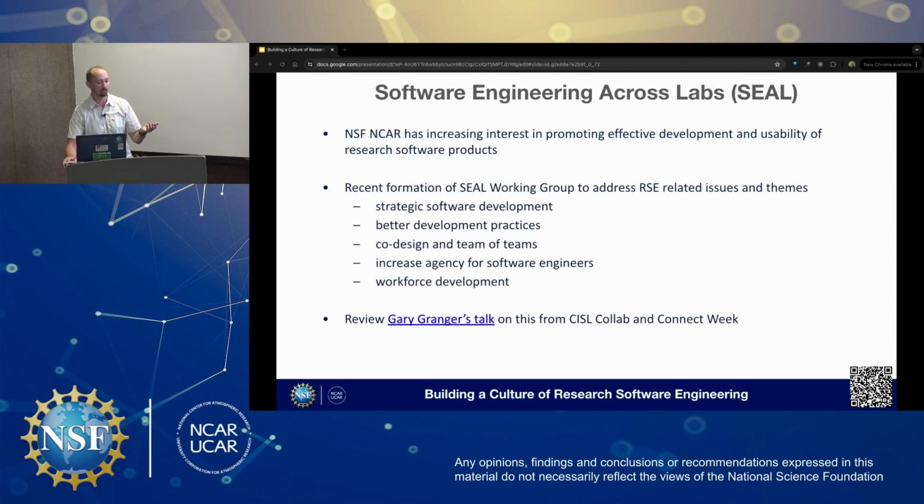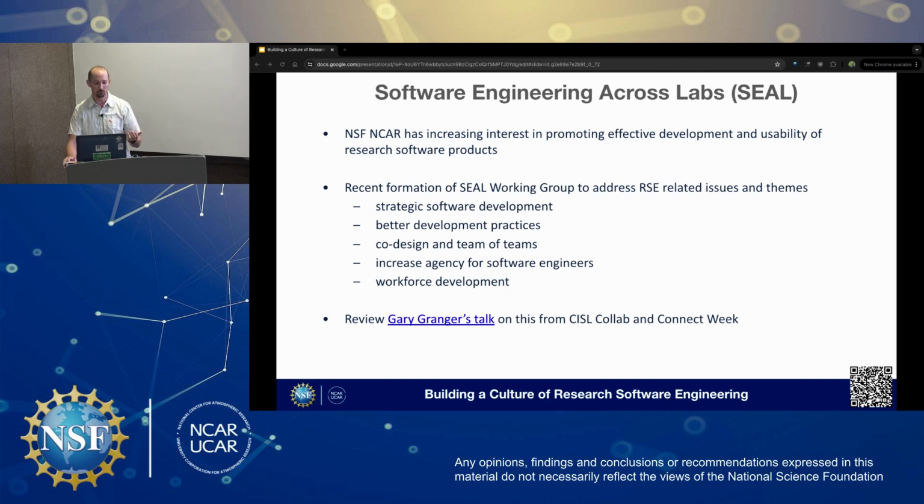In recognizing that, NCAR recently, as hopefully you recall from the CISL Collab and Connect Week and other discussions around the labs, has initiated work within the SEAL initiative, the Software Engineering Across Labs. So this is seeking out interest in increasing and promoting effective development and usability of research software products.